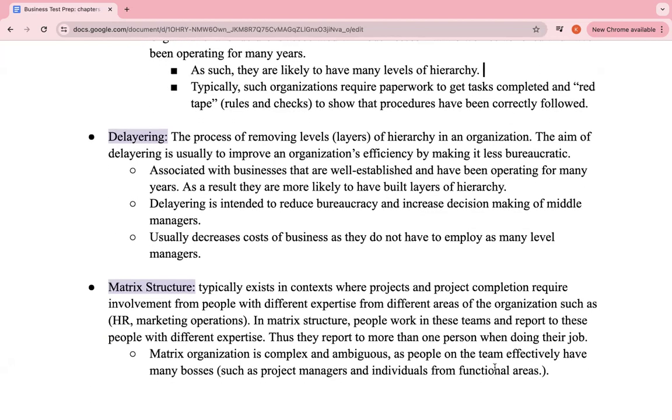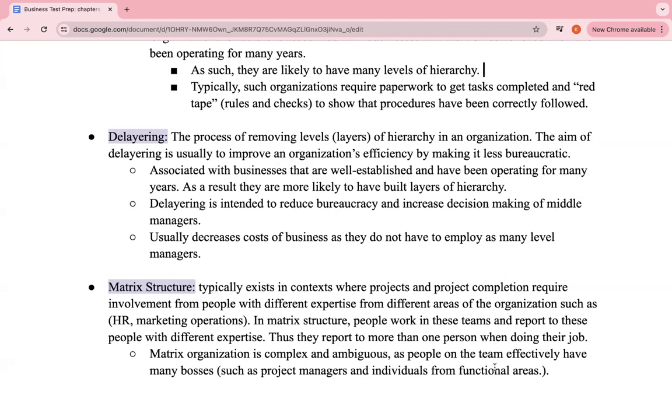Matrix structure. Matrix structure typically exists in contexts where projects and project completion require involvement from people with different expertise from different areas of the organization. So basically either HR, marketing, operations, or finance. In a matrix structure, people work in these teams and report to these people with different expertise. Thus, they report to more than one person while doing their job.